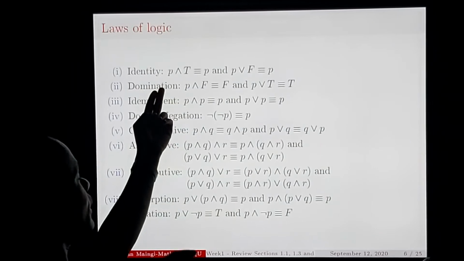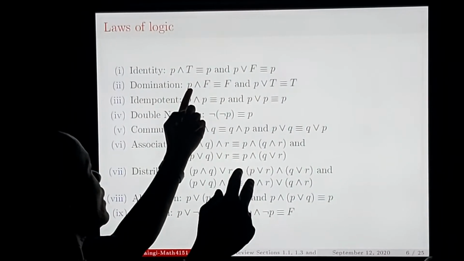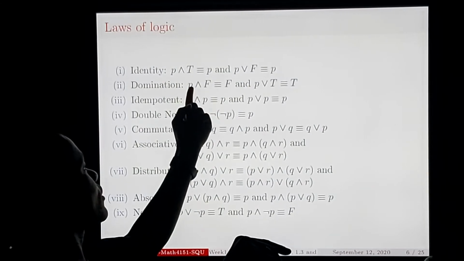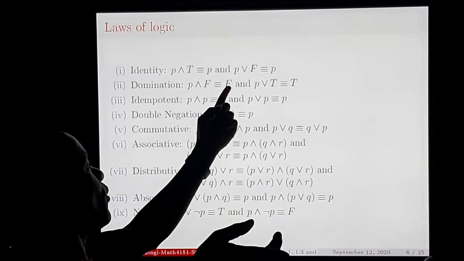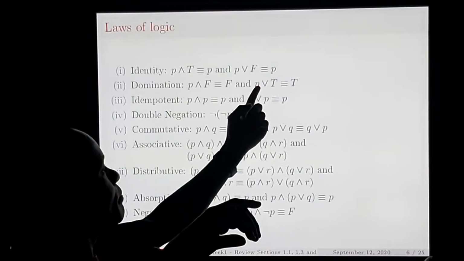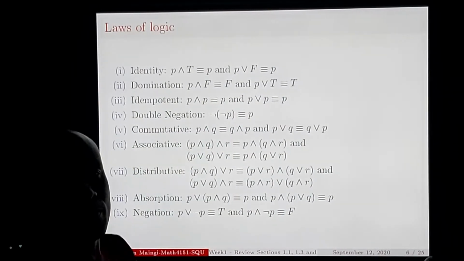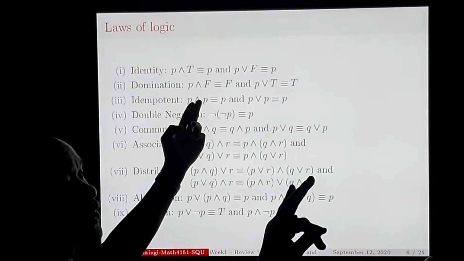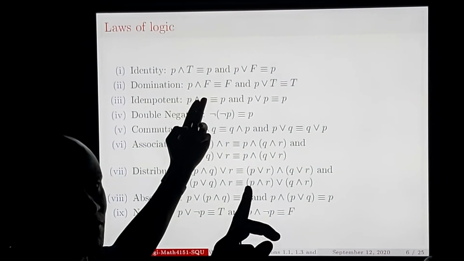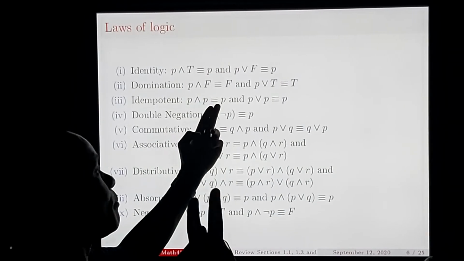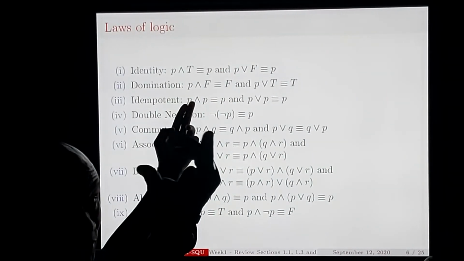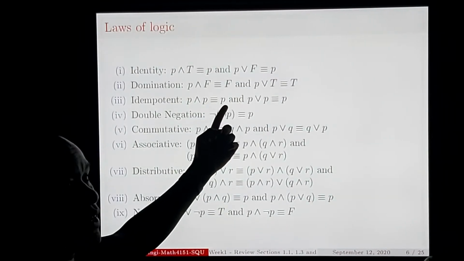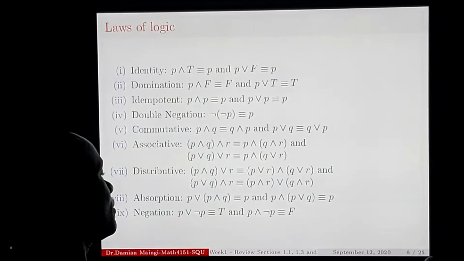Then domination. Now in this case it will dominate. So what dominates is false and true. They sort of exchange the property here. So P and false is false. False is stronger. P or true is true. Okay? Then idempotent law or property, you can think of it like 1 squared is 1. So 1 is idempotent with respect to multiplication. That's for numbers. Now here in logic, what you have is P and P is equivalent to P, and obviously P or P is P.